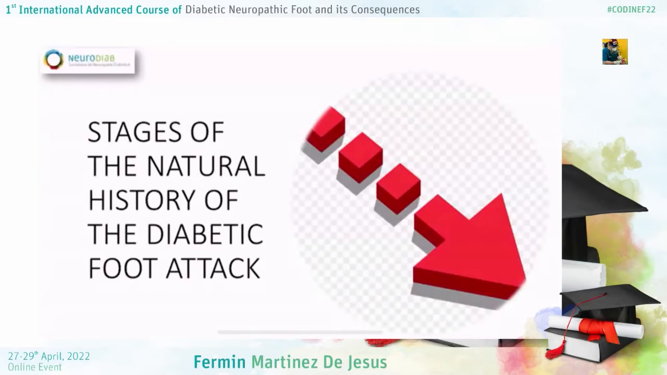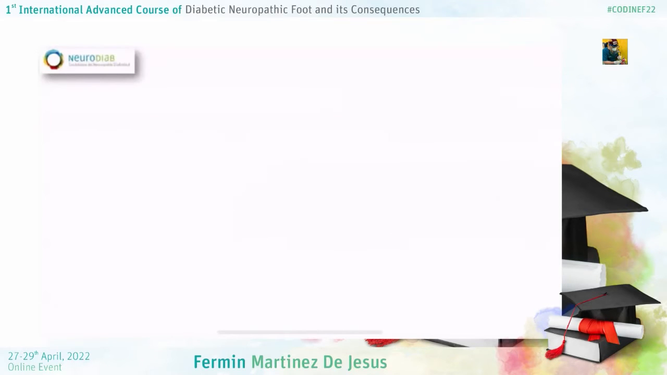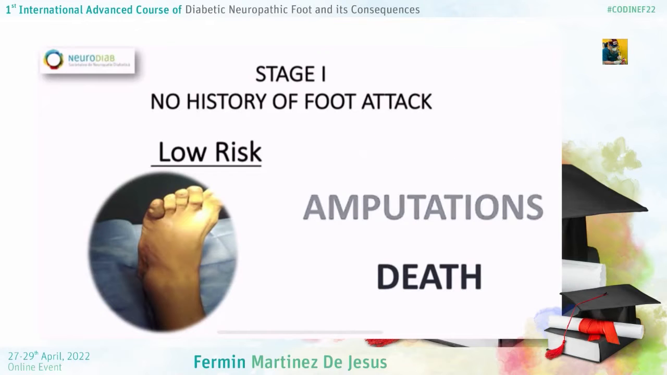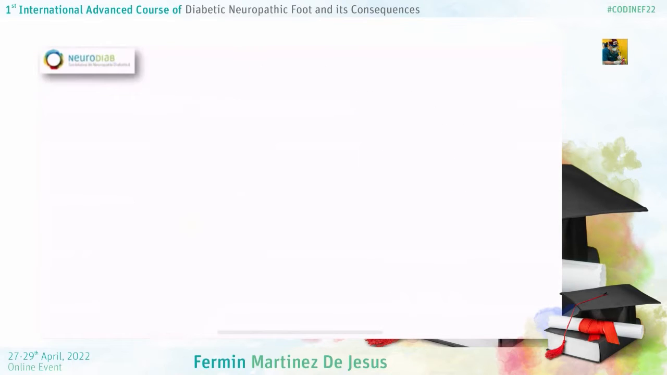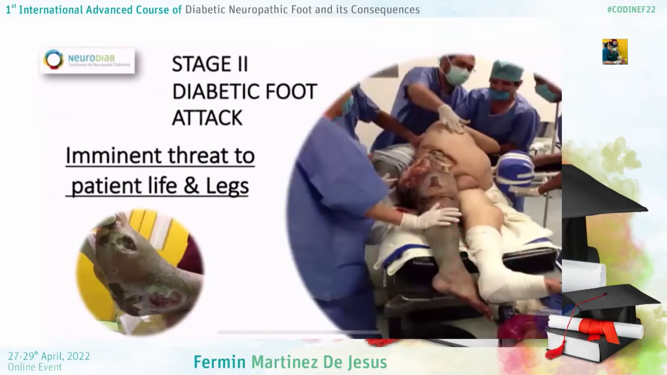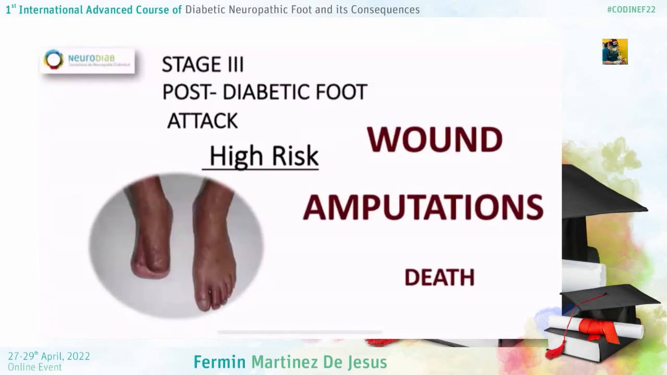The natural history of diabetic foot attack has three stages: stage 1, 2, and 3, previous and post diabetic foot attack. In stage 1, there is no history of foot attack, with a very low risk for wound, amputation, and death. Stage 2 is diabetic foot attack with an imminent threat to the patient's life and leg loss. And stage 3, the post diabetic foot attack, has a very, very high risk of developing wound, amputation, and death.